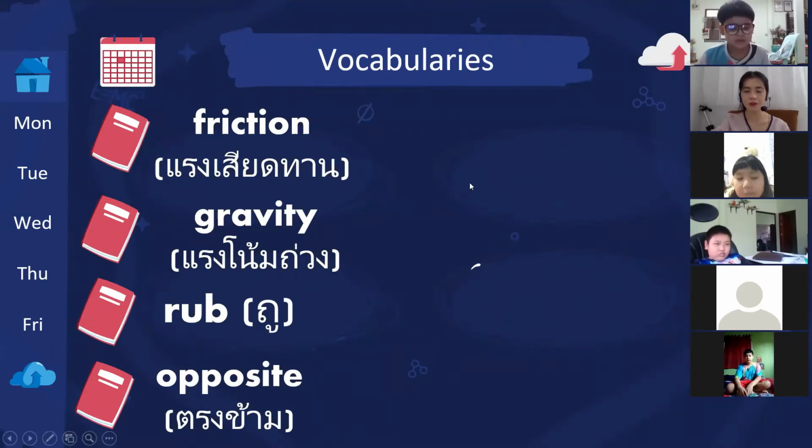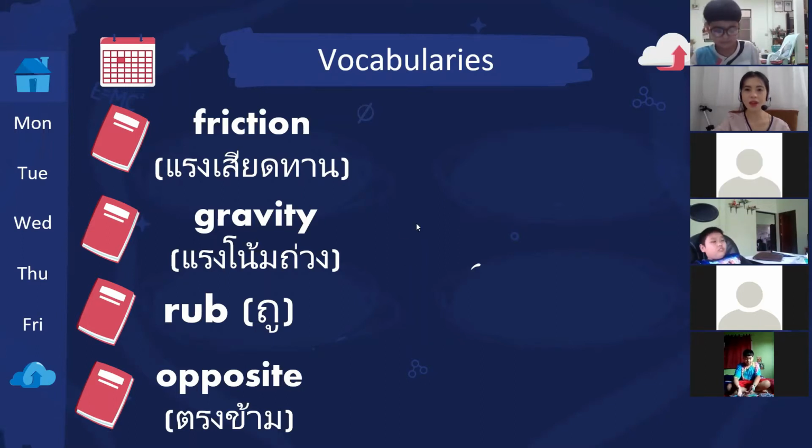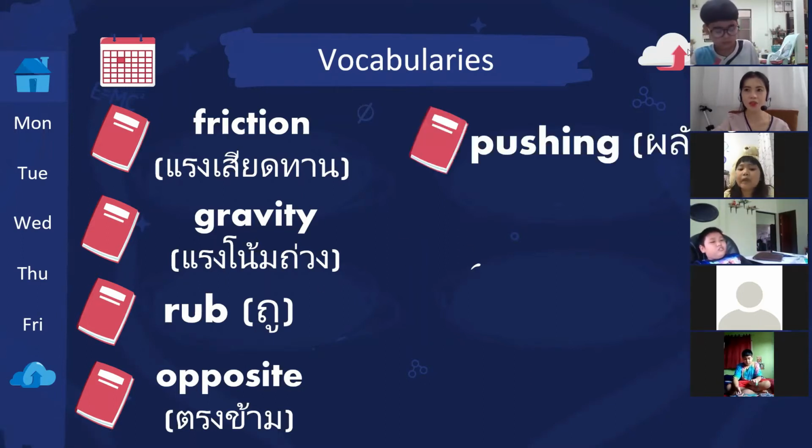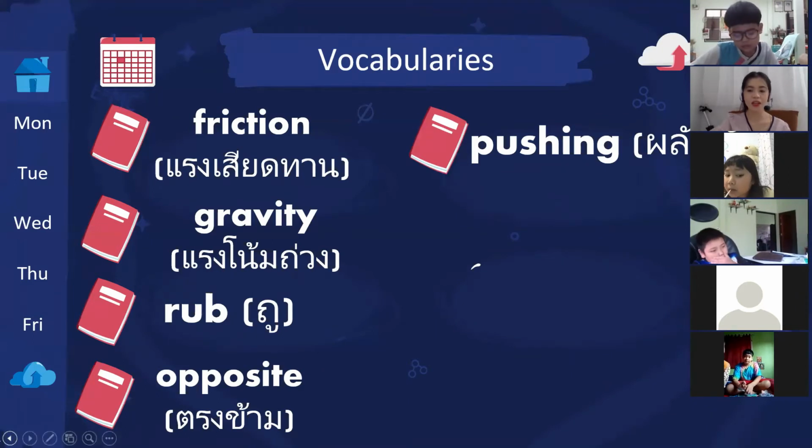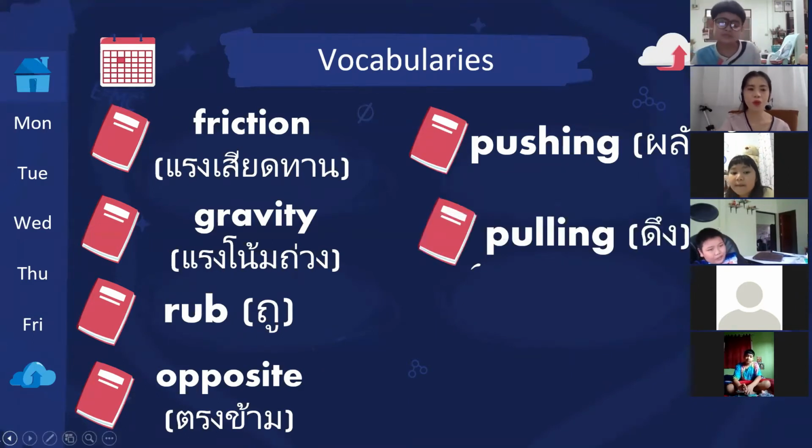Next is opposite. Can everybody say opposite? Okay, opposite in Thai is ตรงข้าม. Another word is pushing. Everybody say pushing. Very good. What is the Pasatay of pushing? ผลักดัน. Okay, very good. Next, we have pull or pulling. Very good. Pulling in Thai is ดึง.